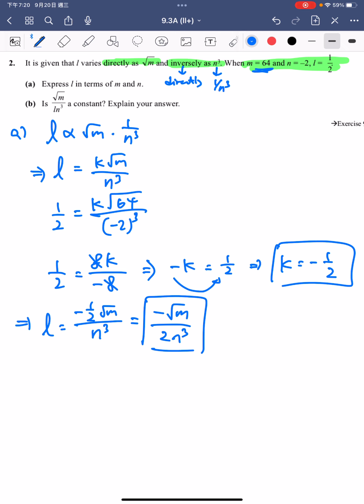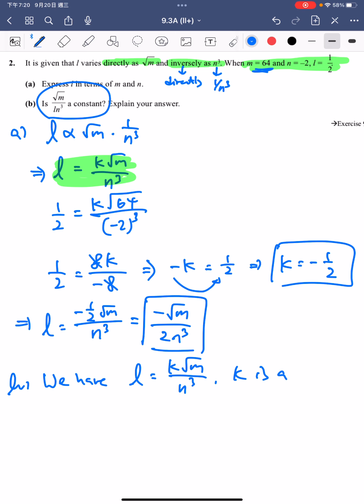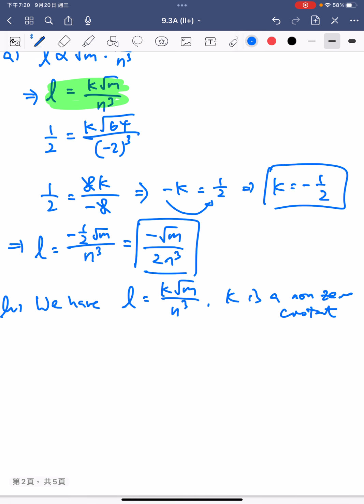So question B is asking whether square root m over L n cubed is a constant. This looks very weird, but if we look back to this equation, we have L equal to k square root m divided by n cubed, where k is a non-zero constant. Which means that we can rearrange it. We move the n cubed to the other side and the square root m to the denominator, then we can say L n cubed divided by square root m is equal to k. So as k is a constant, right?